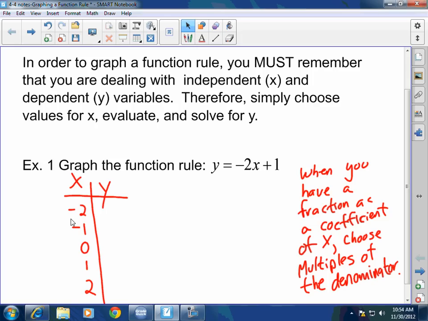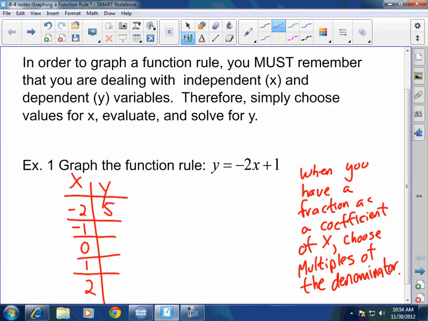So here now it's just a matter of just plug and chug. When x is negative 2, what's y? 5. Very good. When x is negative 1? When x is 0? When x is 1? When x is 1, it's negative 1. And when x is 2? Negative 3. Everyone see what I just did there?